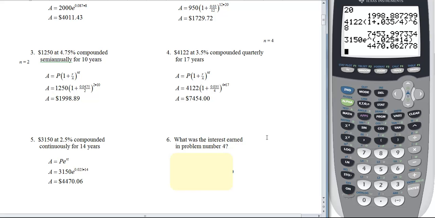What was the interest earned in problem number 4? Problem number 4 is right here. Now guys, interest earned, that's when you take what your money grew to minus the original principal. Interest is the compound amount formula minus your original principal. So I would have 7,454 minus 4,122. So the interest earned on that problem would be $3,332. So that's it for this section. Thank you.